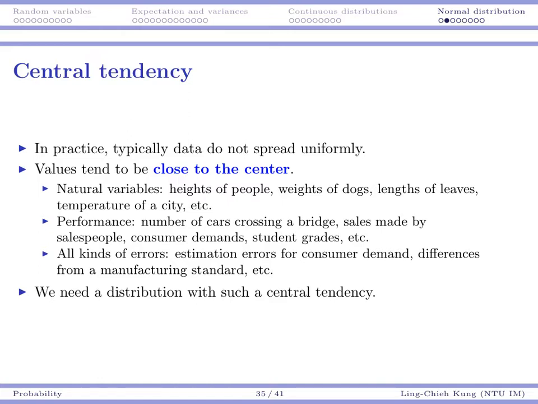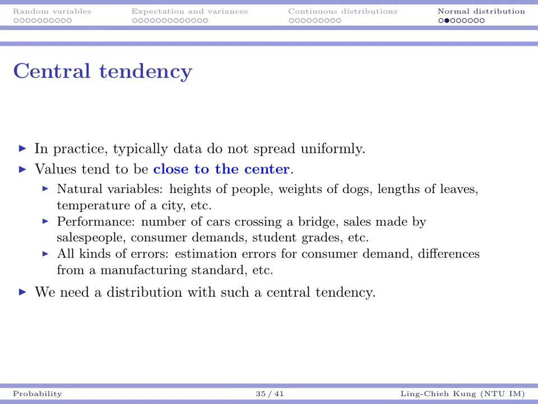Only some people are tall or short, and only very few people are extremely tall and extremely short, something like that. For performance, it's the same thing. Number of cars crossing a bridge, sales made by salespeople, etc. Typically, there is some kind of central tendency, or all kinds of errors. Like if we are estimating consumer demands, mostly we will have some errors, but mostly the errors would be close to zero if we are not making some systematic mistakes, etc.